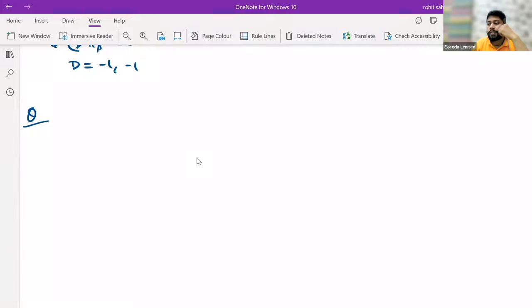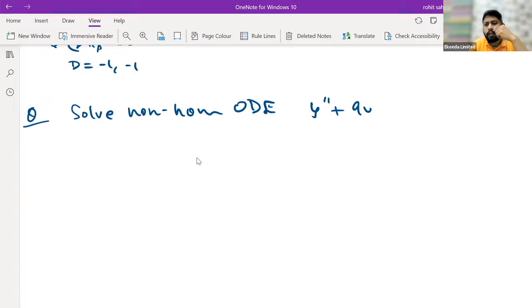The question is: solve the non-homogeneous ordinary differential equation which is given by y double dash plus 9y equal to sec 3x. ये दे रखा है, right? This is your non-homogeneous equation which we have to solve.